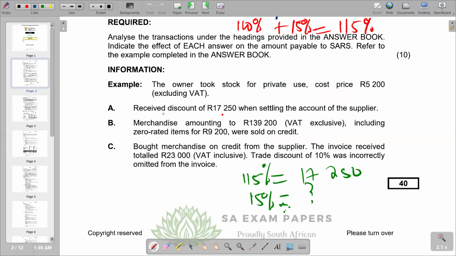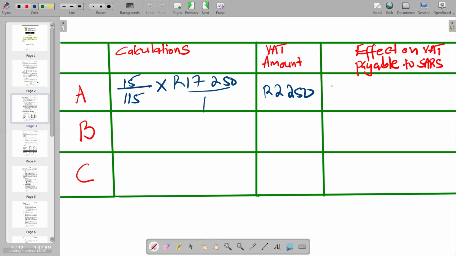The effect on VAT payable to SARS, if you refer back there, you would see that this is a discount that has been received. Whenever the business is receiving money, it's going to be a VAT output. On VAT output, it indicates an increase. Remember, the question is saying indicate the effect of each answer on the amount payable to SARS. So it requires us to include whether it is an increase, indicated with a positive, or a decrease, indicated with a negative. In this case, it's an increase, and we indicate it with a positive. So it's an increase of the amount of the VAT payable to SARS.